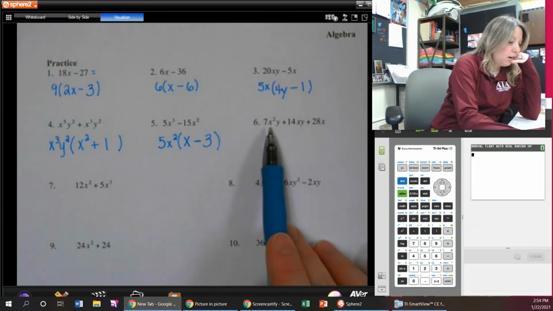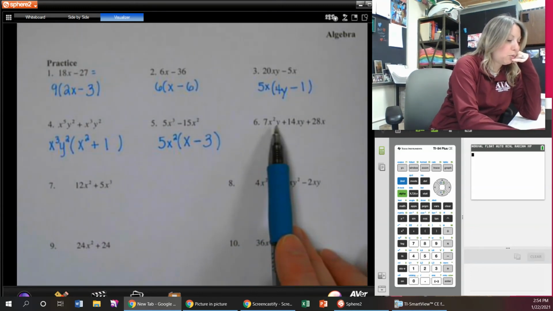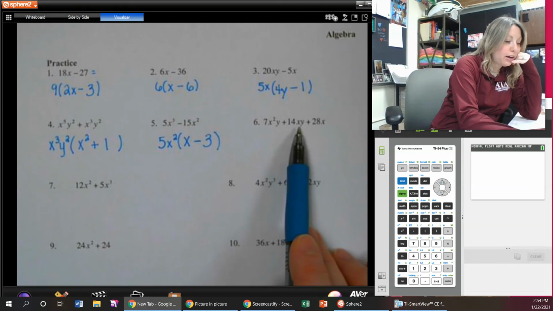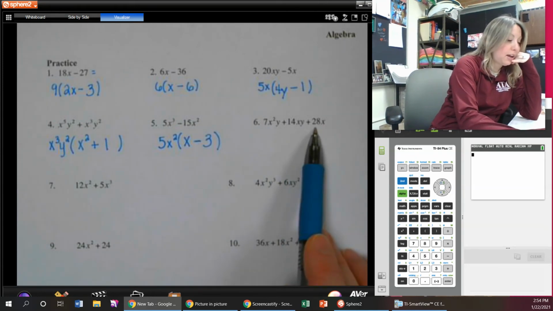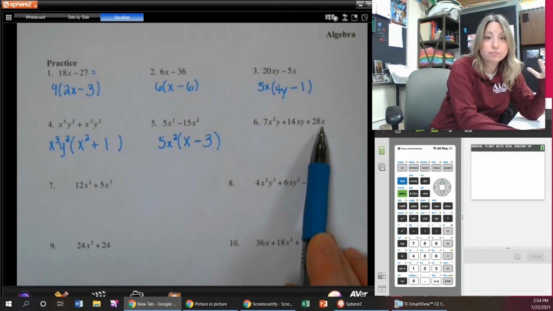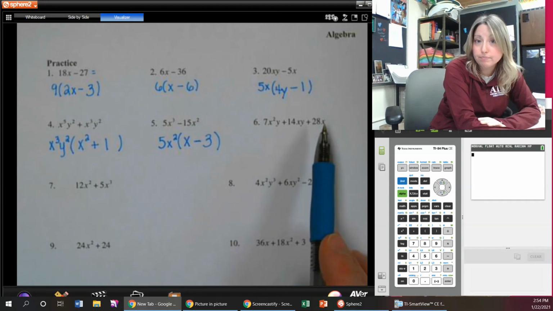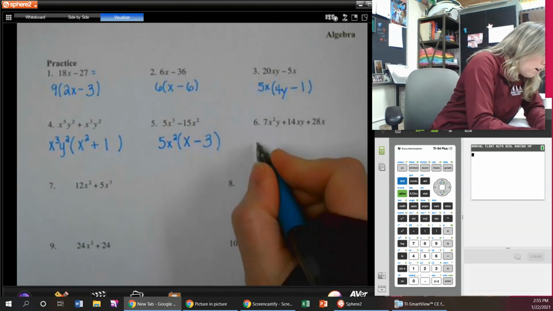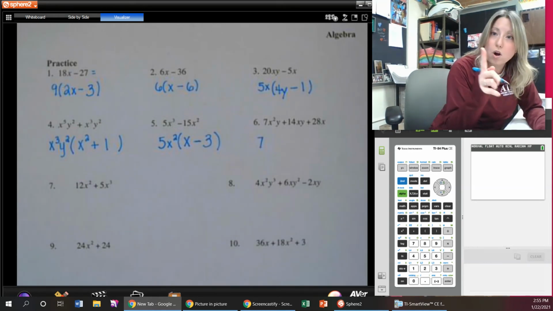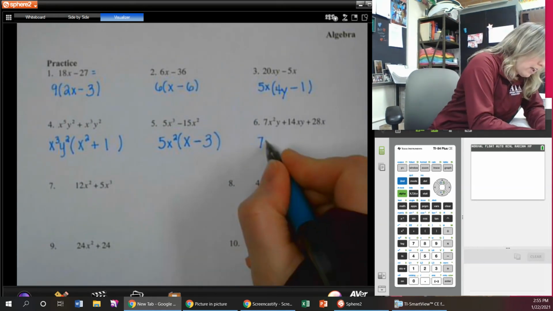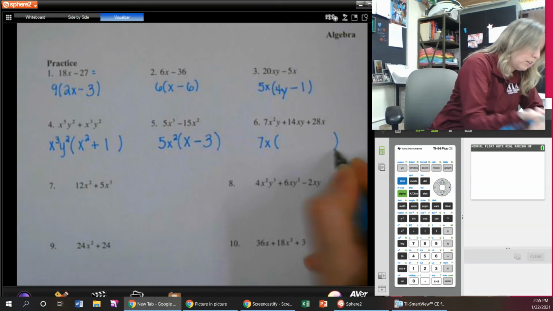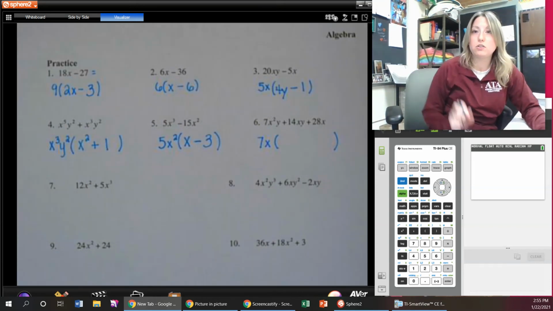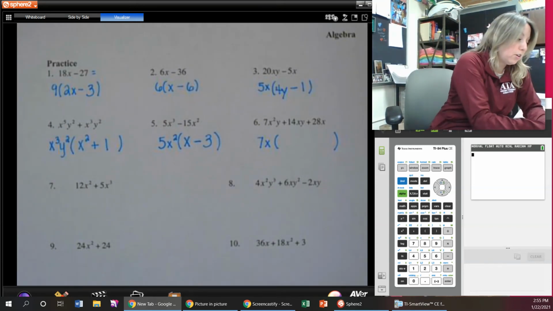Okay, between a 7x squared y and a 14xy and a 28x, they're all divisible by 7. There is not a y in everything, so it cannot be part of the GCF. There is at least one x in every term, so that can be part of the GCF, right? X to the 1st is the lowest present exponent in all the terms.